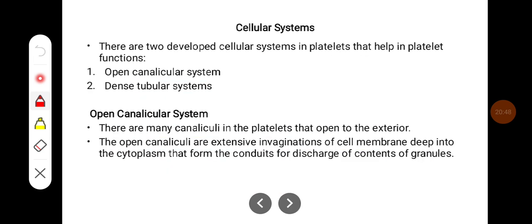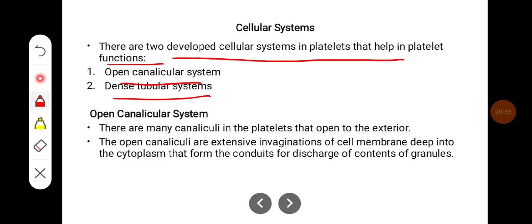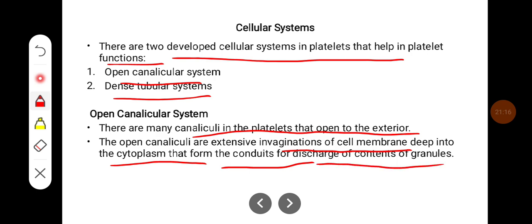Cellular system. There are two well-developed cellular systems in the platelet that help in platelet function: the open canalicular system and the dense tubular system. The canalicular system of the platelets is open to the exterior. The open canaliculi are extensive invaginations of the cell membrane deep into the cytoplasm that form conduits for the discharge of contents of the granules.